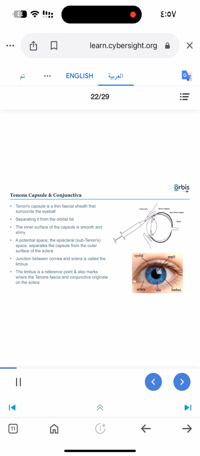Tenon's capsule is a thin fascial sheath that surrounds the eyeball. It separates it from the orbital fat. The inner surface of this capsule is smooth and shiny, and there is a potential subtenon or episcleral space that separates the capsule from the outer surface of the sclera. The junction between the cornea and the sclera is called the limbus, and this limbus is a reference point and also marks where Tenon's fascia and conjunctiva originate on the sclera.